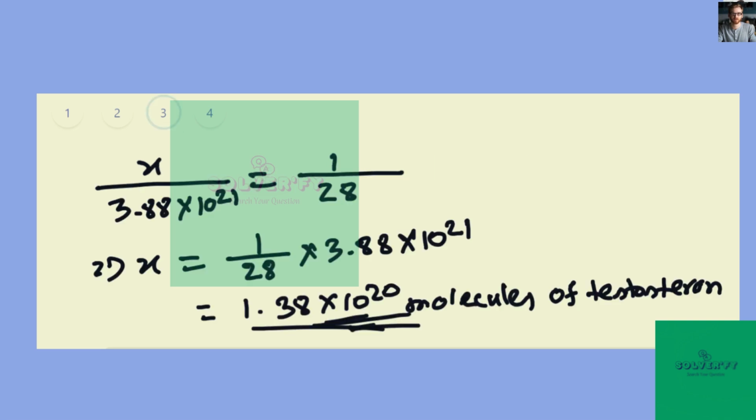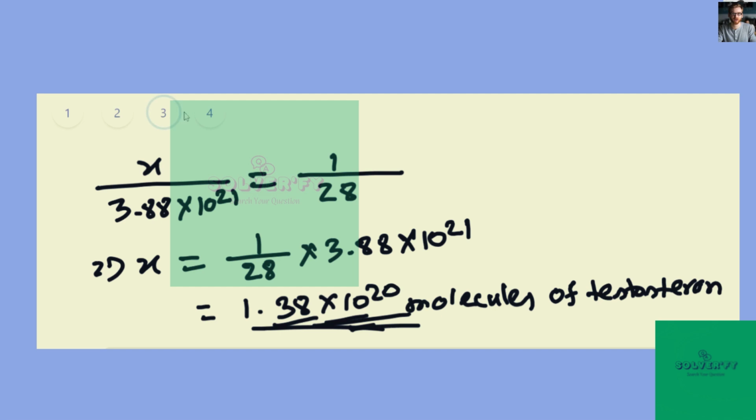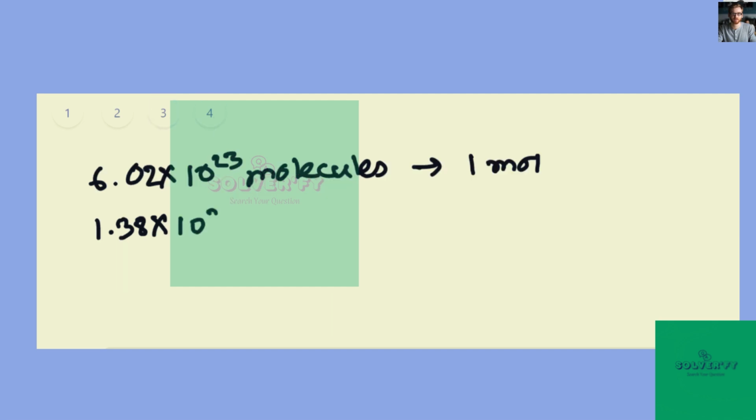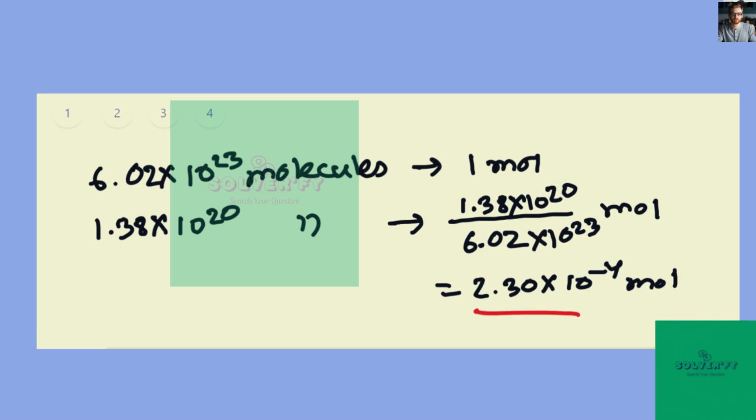That means this much molecules, which is 1.38 times 10 to the power 20, are contained in 1.38 times 10 to the power 20 over 6.02 times 10 to the power 23 mole, or 2.30 times 10 to the power minus 4 mole. So this is the number of moles which is contained in the sample.